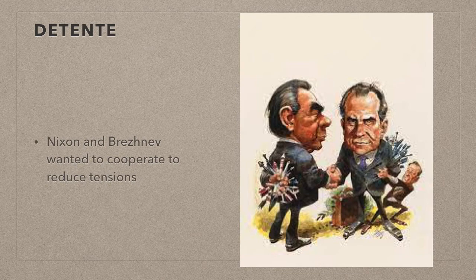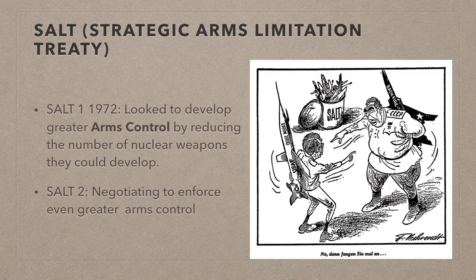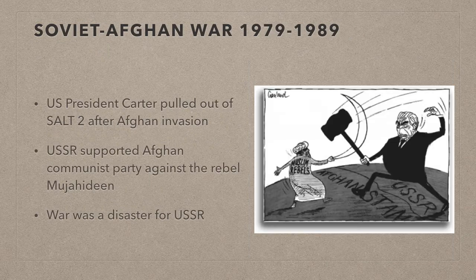US President Richard Nixon and Soviet leader Leonid Brezhnev wanted to cooperate to reduce this tension. In 1972, they signed the SALT I agreement, which is the Strategic Arms Limitation Treaty, basically looking to develop a type of arms control. They agreed to limit the number of nuclear missiles which each country could develop. Cooperation and negotiations continued, with the attempt to sign another deal called SALT II, which would enforce even greater arms control. However, in 1979, the USSR invaded Afghanistan, with President Jimmy Carter of the United States refusing then to sign SALT II.